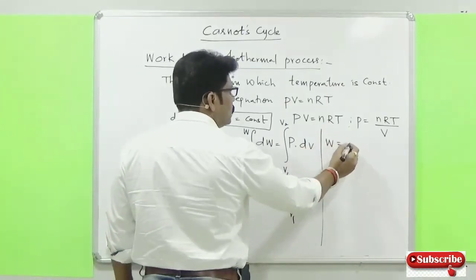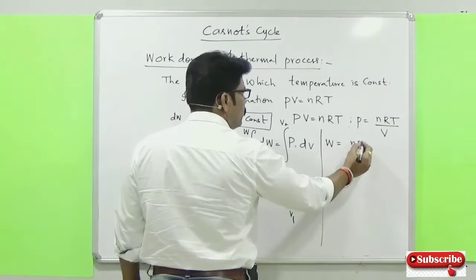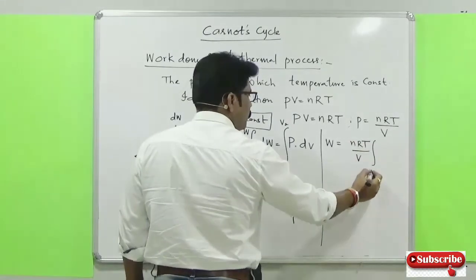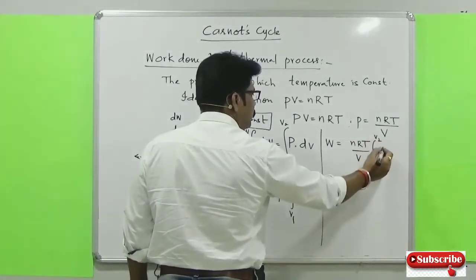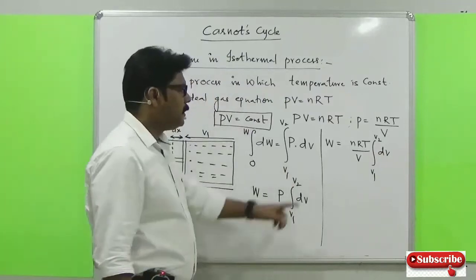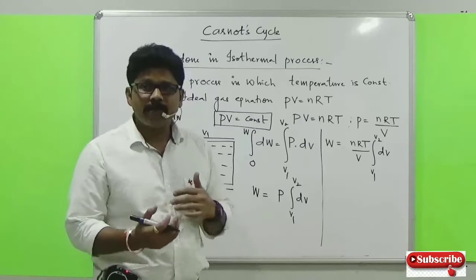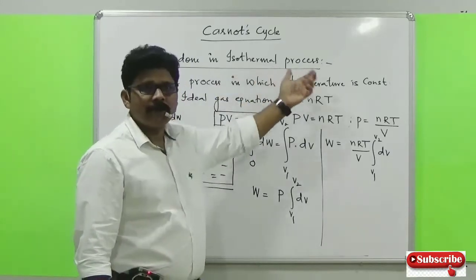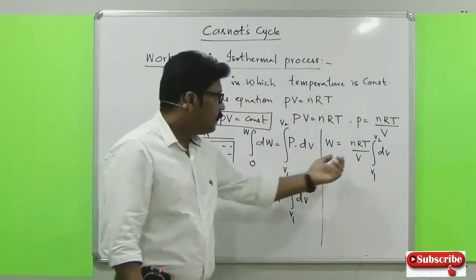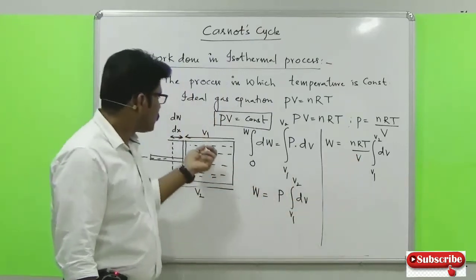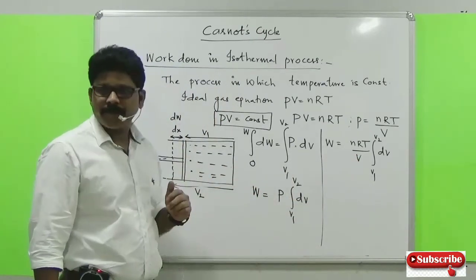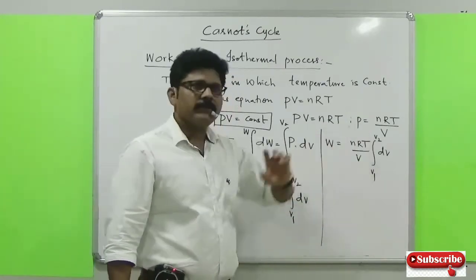W equal to integration of P, nRT by V, V1 to V2, into dV. अब देखो इधर n तो constant है, R constant है, temperature constant है. Temperature को constant? It is an isothermal process. अब V तो variable है, V1 to V2 को change हो रहा. तो V को अंदर लेके जाओ.